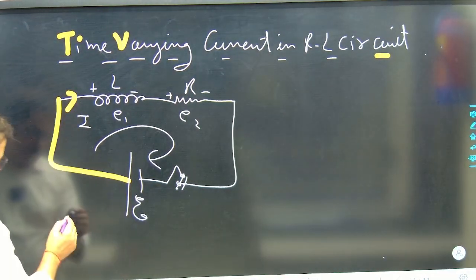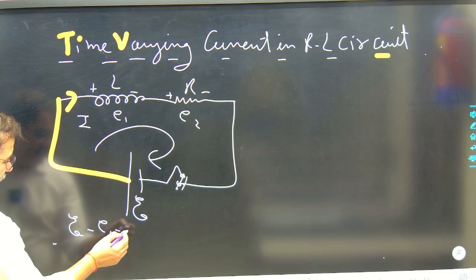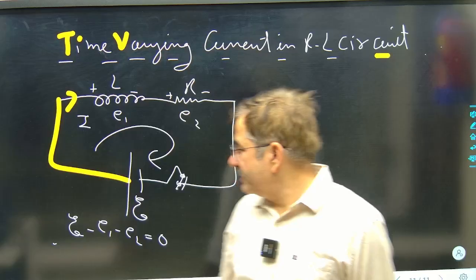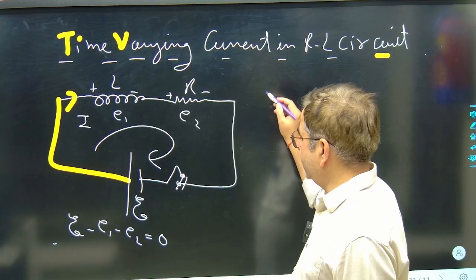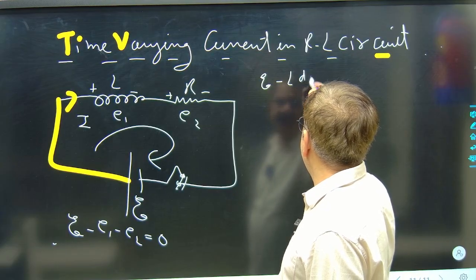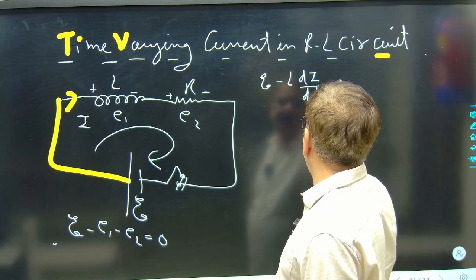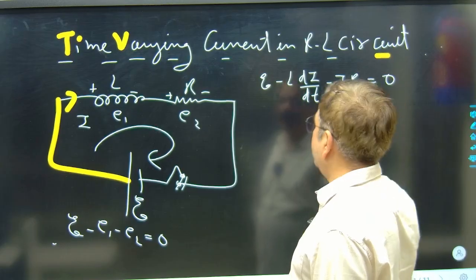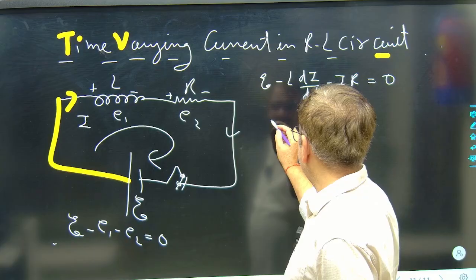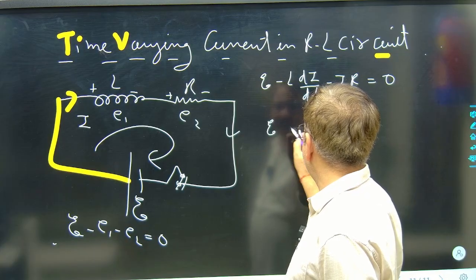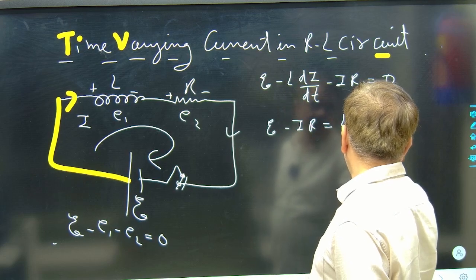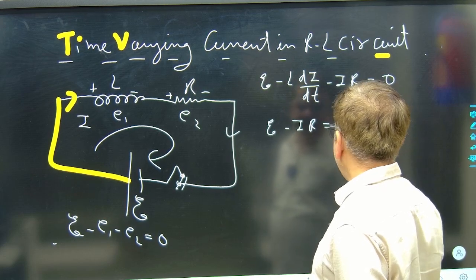I will say that E minus E1 minus E2 is 0. So the net EMF of the battery goes like this. Now if I put in the results: E minus E1, which is L di by dt, minus I into R, this value is 0. Current flowing is I here. Now E minus I into R is L into di by dt. We can also write this.